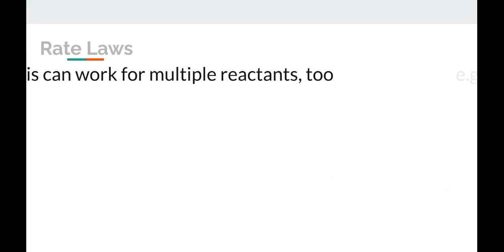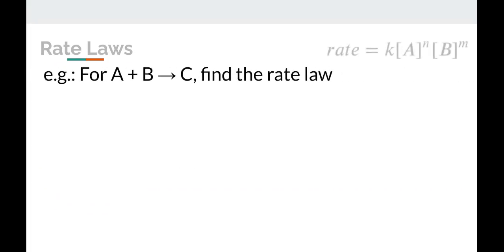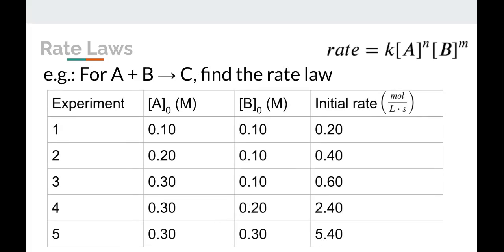This can work when you have multiple reactants too. So say we have this hypothetical reaction. A plus B are both reactants and they're making a product C. Let's find the rate law. So the rate is equal to K times A to some power times B raised to some other power. You need more experiments to do this, but here they are.